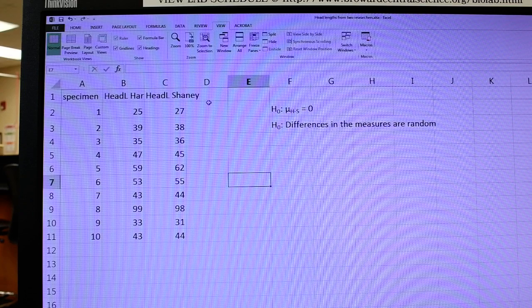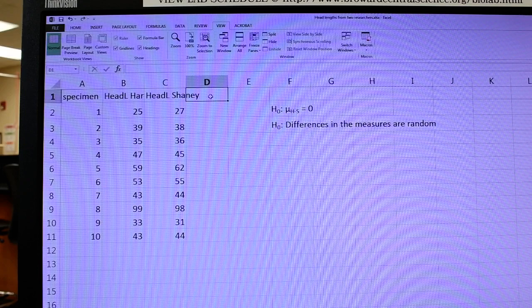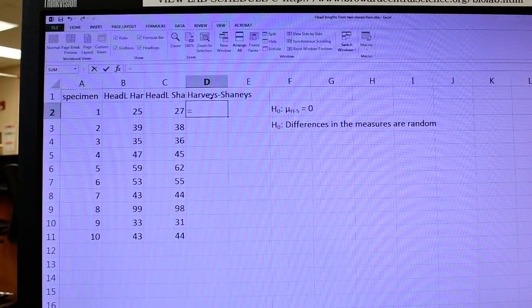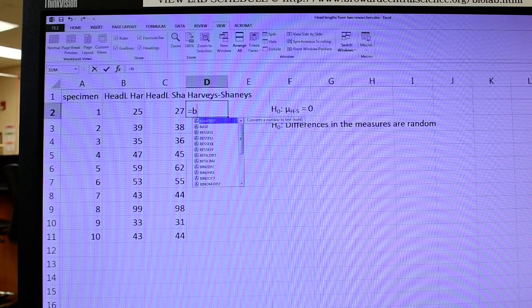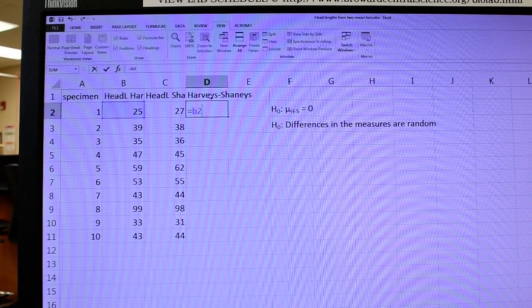Now we can do that easily in Excel. So what I'm going to do is add a new column here where I take the difference between the two. So this column is going to be Harvey's measurements minus Shaney's measurements. All right. So we're going to set this up to where we take the data from Harvey, so that would be B2, and we're going to subtract the data from Shaney. So that one is C2.